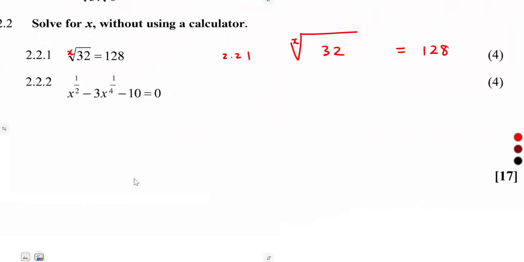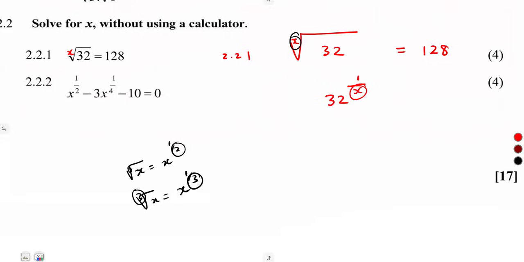Remember, if you say the square root of x, it means x to the exponent of a half. The cube root of x is x to the exponent of 1 over 3. What is inside of the root sign is your denominator. So what is inside the root sign is x. So it's 32 to the exponent of 1 over x, and this is equal to 128.